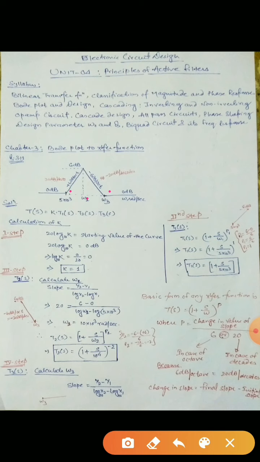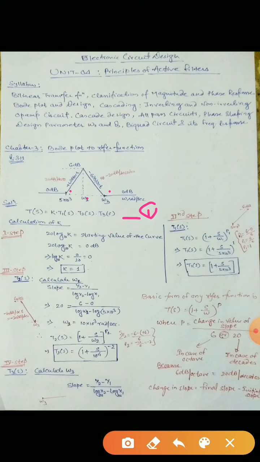So the complete transfer function is calculated by this formula. If it is equation number 1, then the complete transfer function is equal to k into T1 of s, T2 of s and T3 of s. So by this equation number 1, it is clear that for the calculation of the complete transfer function, first of all we need to calculate the value of k. So how to calculate the value of k?